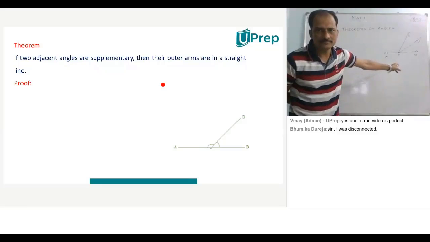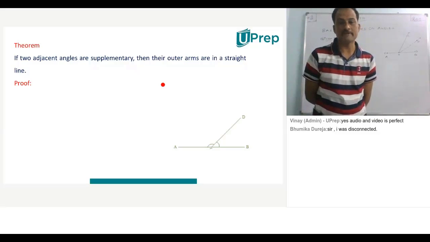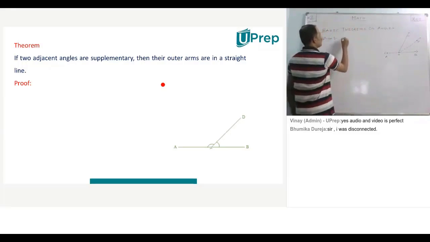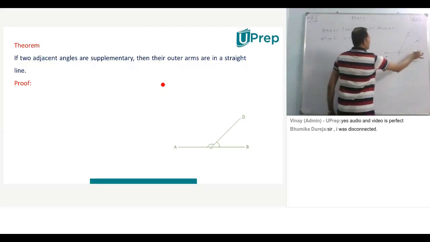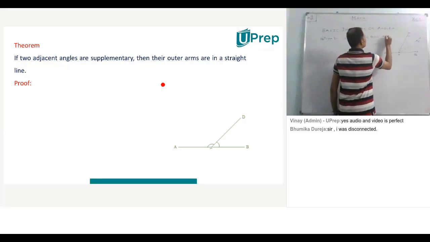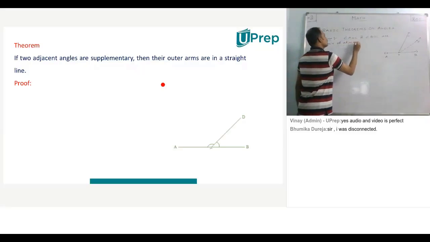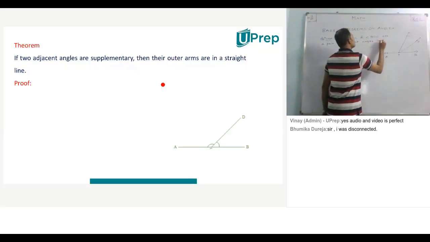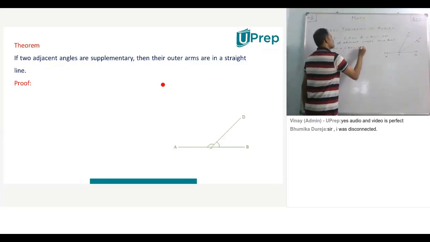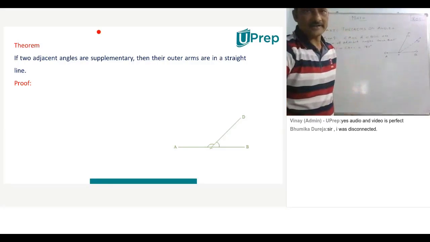Did you draw the figure? Yes, sir. Okay. Now write down what I say. Given angle AOC and angle BOC are a pair of adjacent angles such that angle AOC plus angle BOC is equal to 180 degrees. So they are supplementary, it's already given in the question. Just write that.